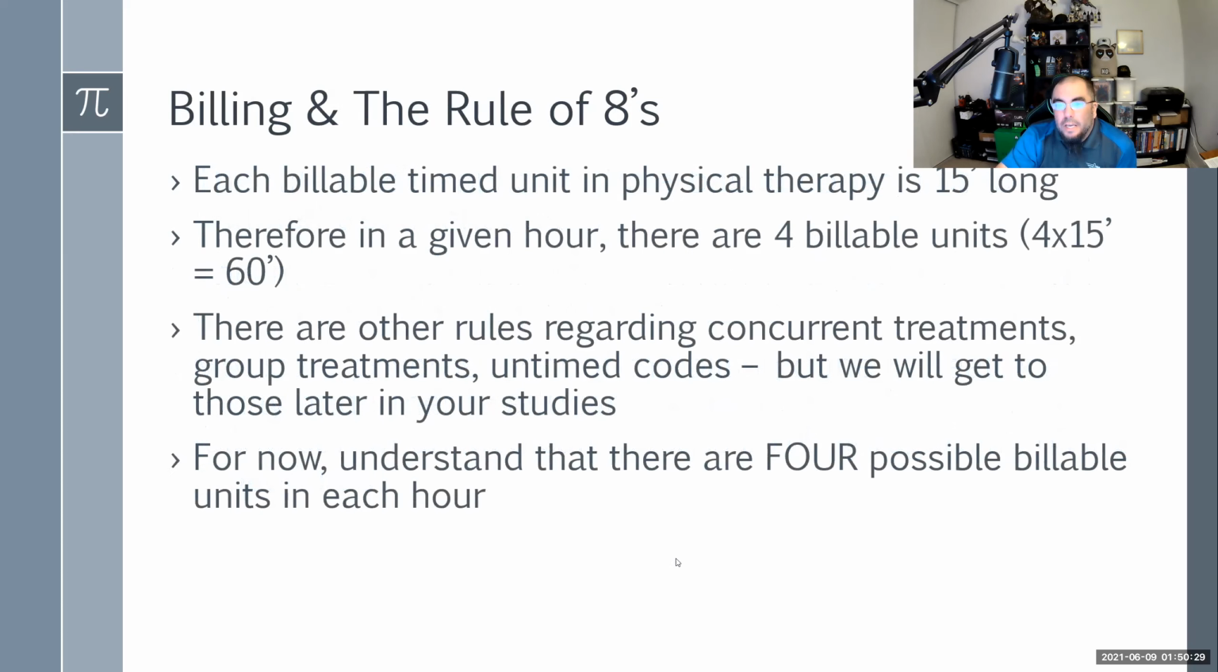So each billable timed unit in physical therapy is 15 minutes long. Therefore, in one given hour, you can have 4 billable units. 4 times 15 equals 60. That's an hour. There are other rules regarding concurrent treatments, group treatments, and untimed codes. That's not now. Some of you are probably already thinking about this if you've been a tech before, like, well, I've seen them bill. No, don't worry about that right now. We're just talking about one-on-one timed codes. This is important for billing, so it's important to understand there are 4 billable units in every hour.